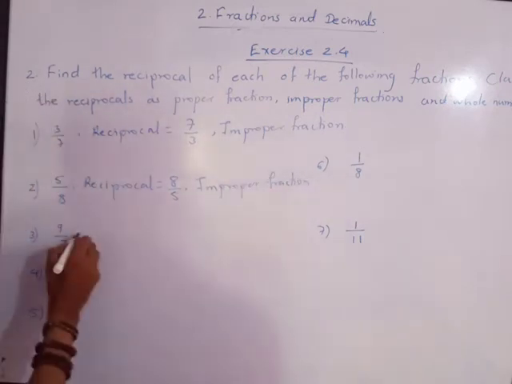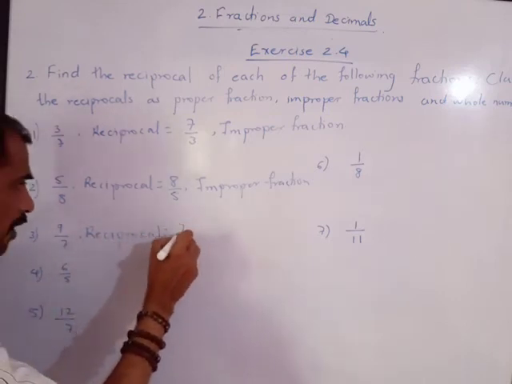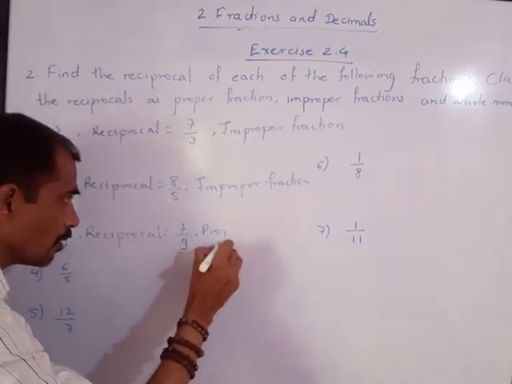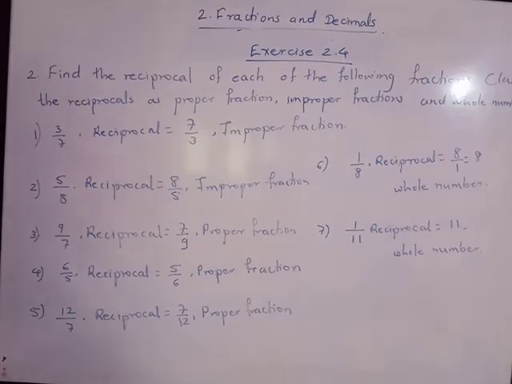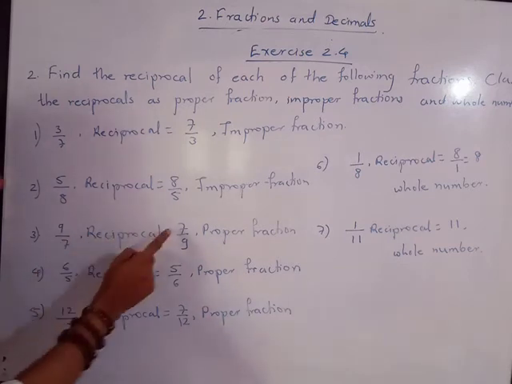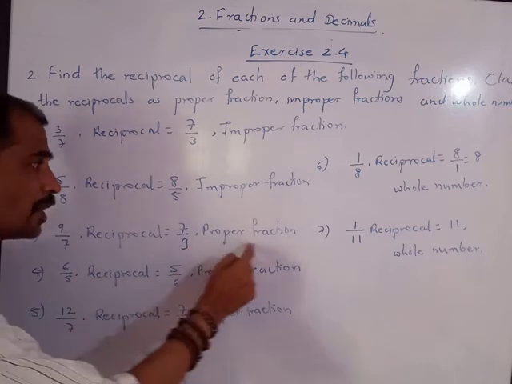Next, reciprocal is 7 upon 9. Numerator is smaller, so this is proper fraction. Next question. Reciprocal of 9 upon 7 is 7 upon 9. Please note, numerator is smaller than denominator, so this becomes a proper fraction.